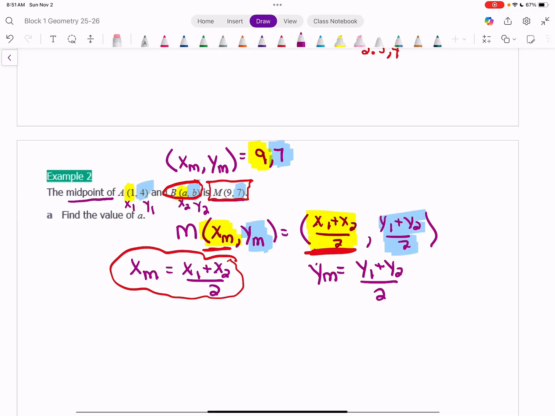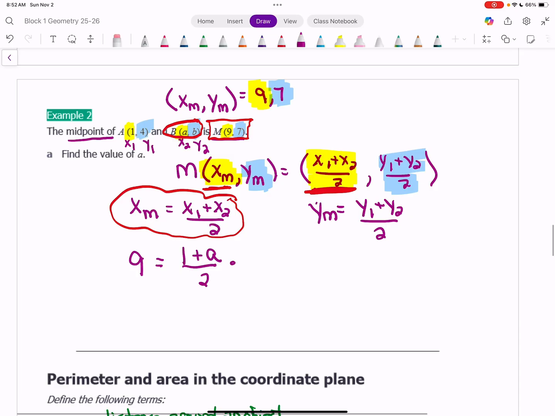If I plug in the x value of the midpoint, it happens to be 9. It's right here. It's highlighted right there. So 9 is going to equal x1 plus x2 divided by 2. And to solve that, you can multiply both sides by 2 or also cross multiply. What happens over here is they cancel out. So you're left with 18 equals 1 plus a, or 17 equals a. All right.